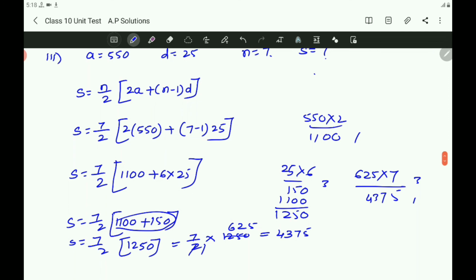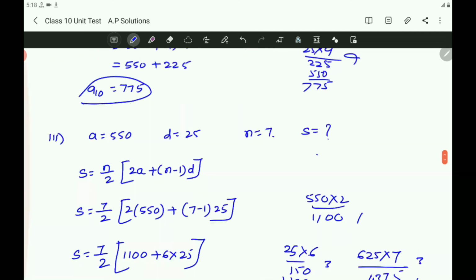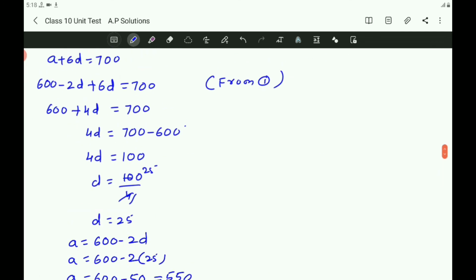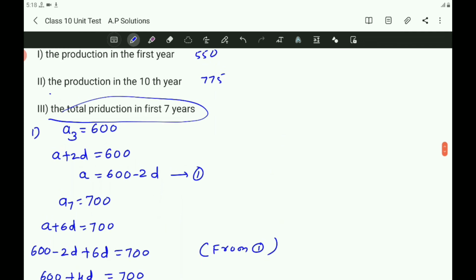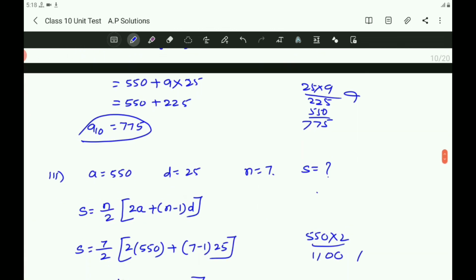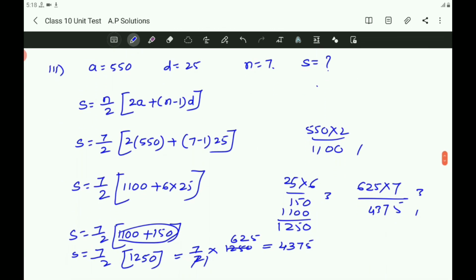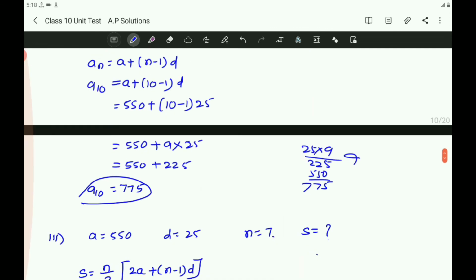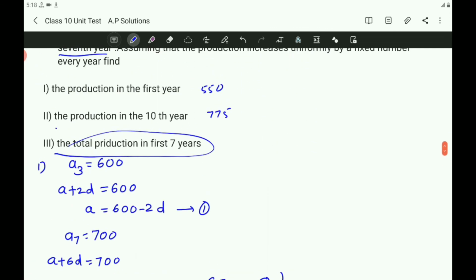So what is the answer here? 4375. What is the total production in the 7 years? Total production in the 7 years is 4375.